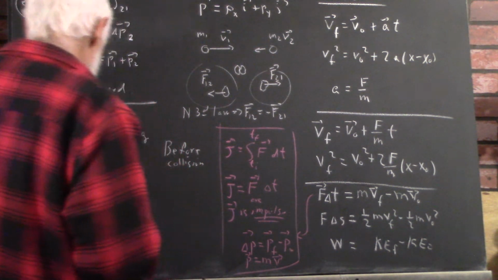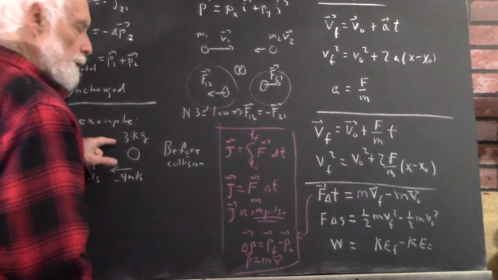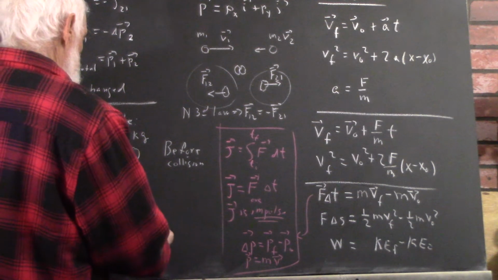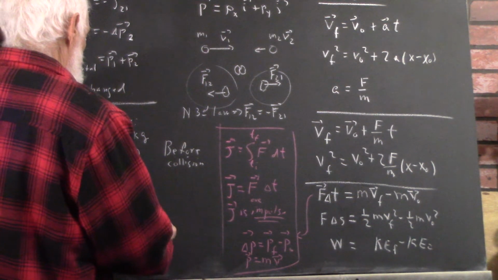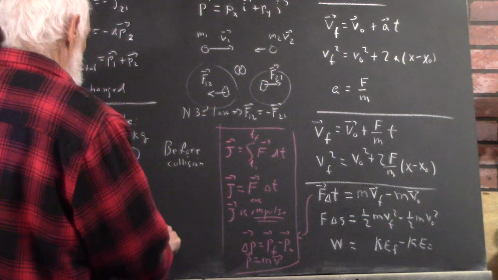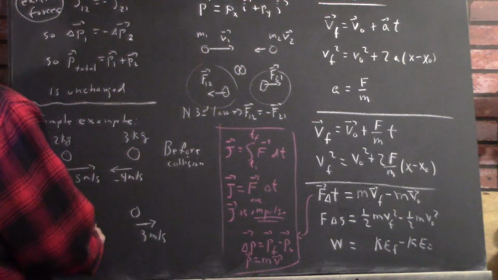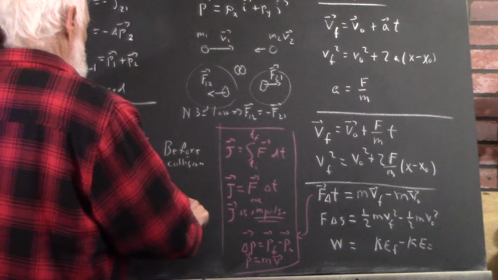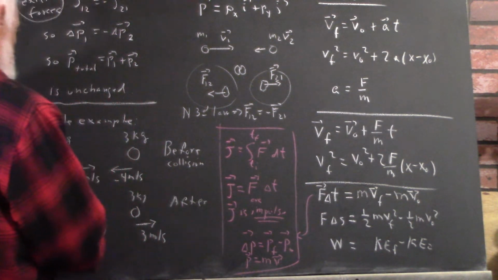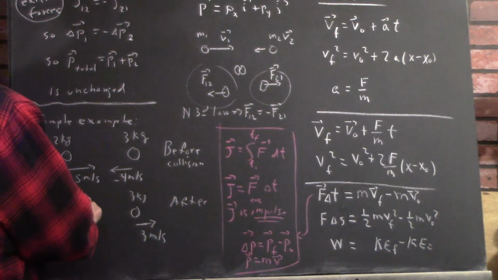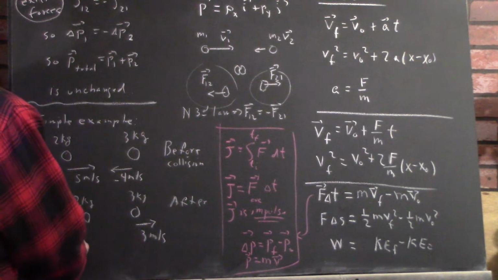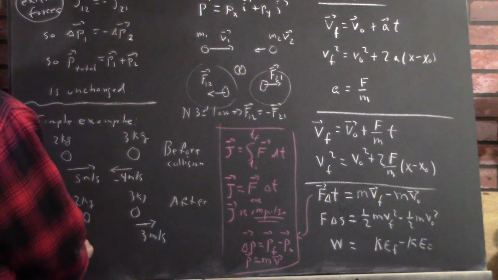And after collision, we find that this 3 kilogram object is moving to the right at 3 meters per second, and this 2 kilogram object is moving to the left with some velocity.